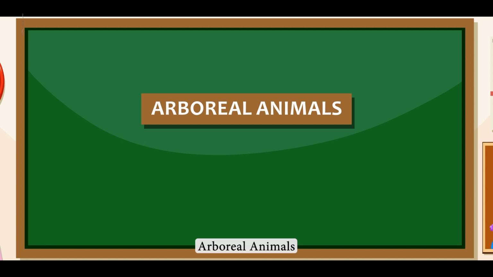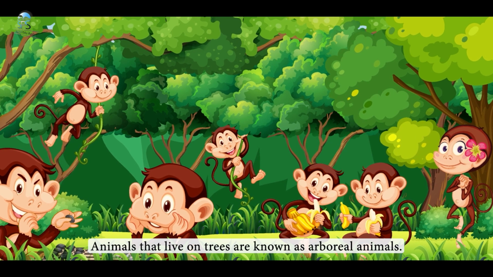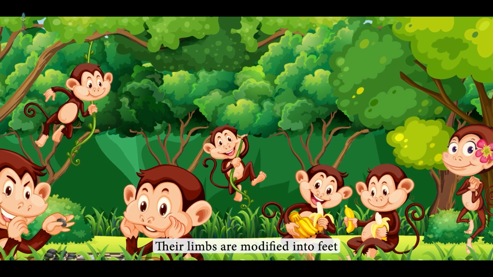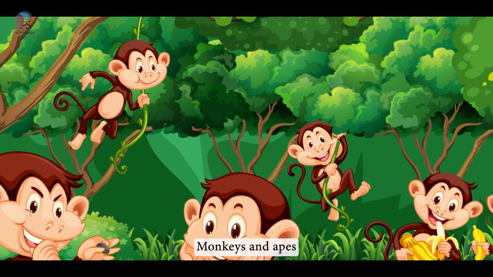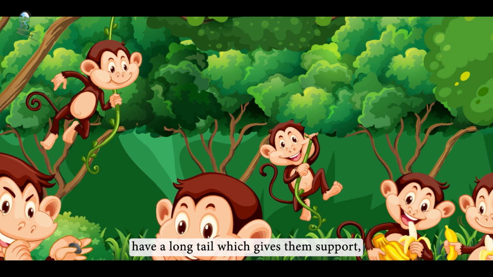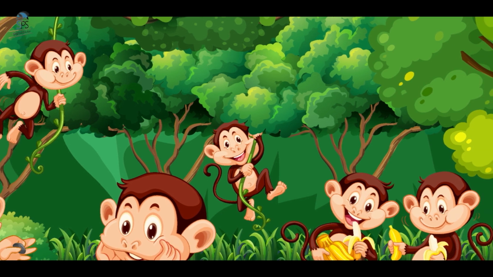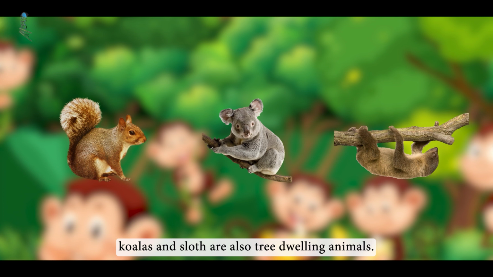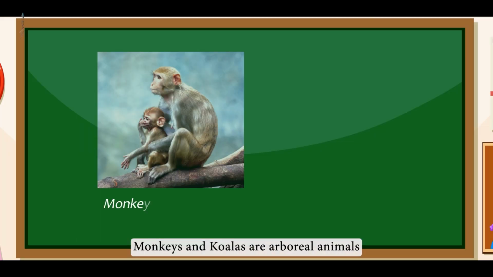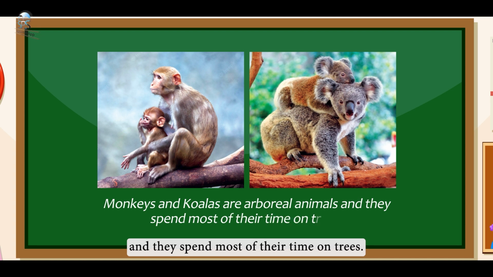Arboreal animals. Animals that live on trees are known as arboreal animals. Their limbs are modified into feet with claws to climb up on the trees with a firm grip. Monkeys and apes have a long tail which gives them support and helps them to swing through the branches of trees. Apart from them, squirrels, koalas and sloths are also tree-dwelling animals. Monkeys and koalas are arboreal animals and they spend most of their time on trees.